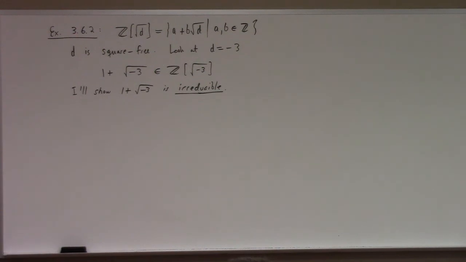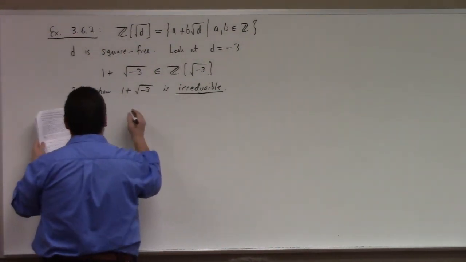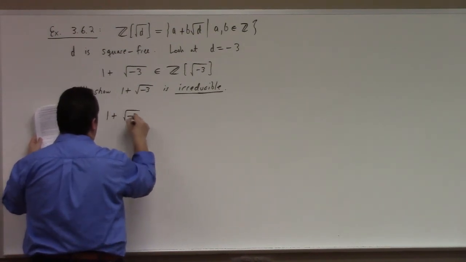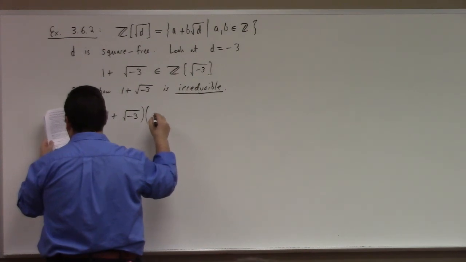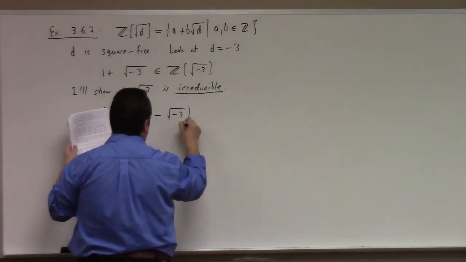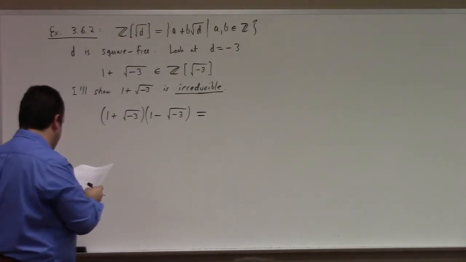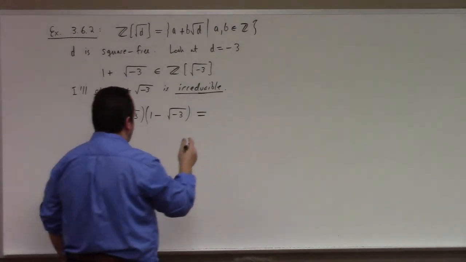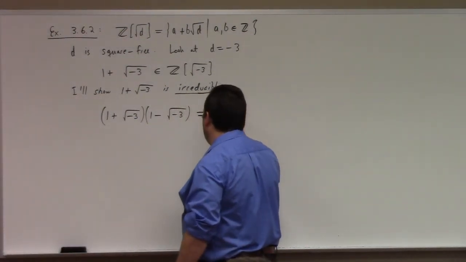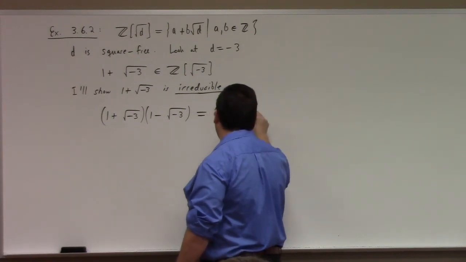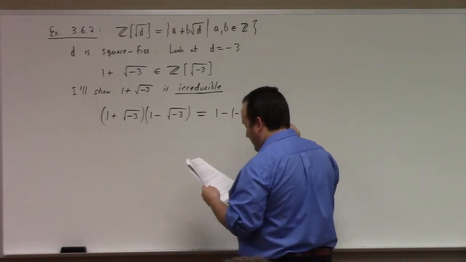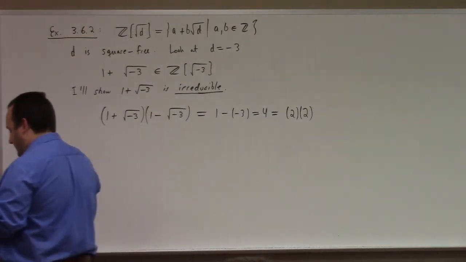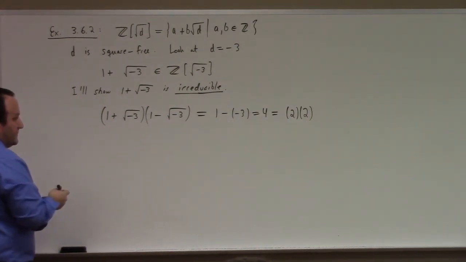So check this out. We have 1 plus the square root of minus 3, times 1 minus the square root of minus 3. What's that give us? Right, so 1 minus minus 3, which is 4, which we could also write as 2 times 2, right? So what does this show?